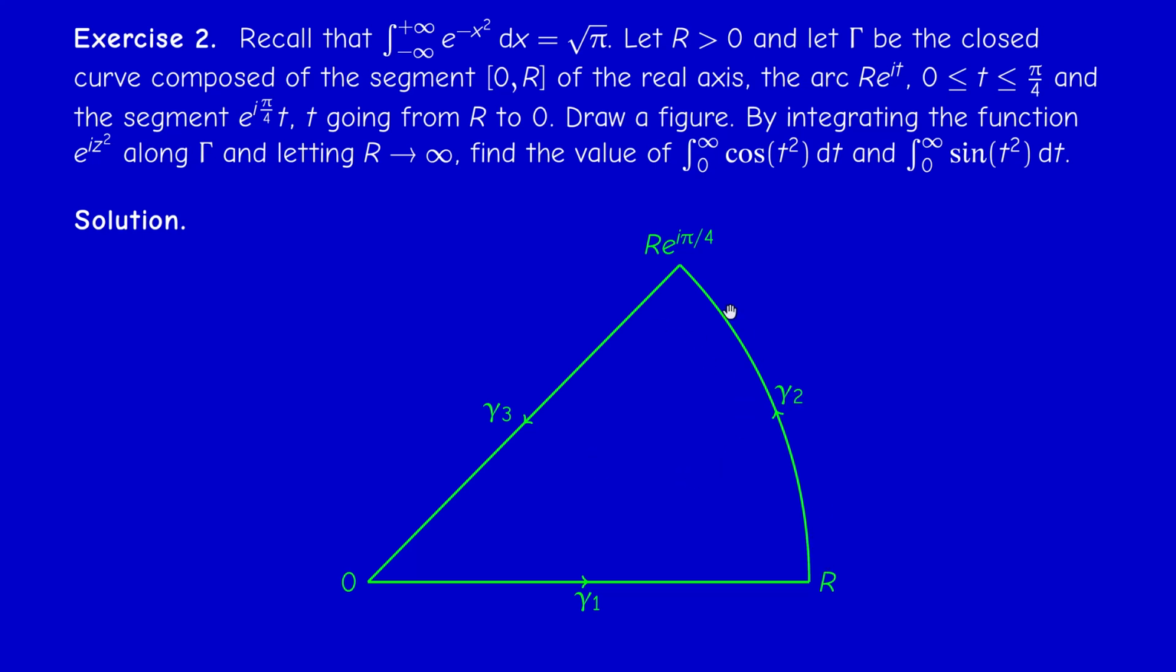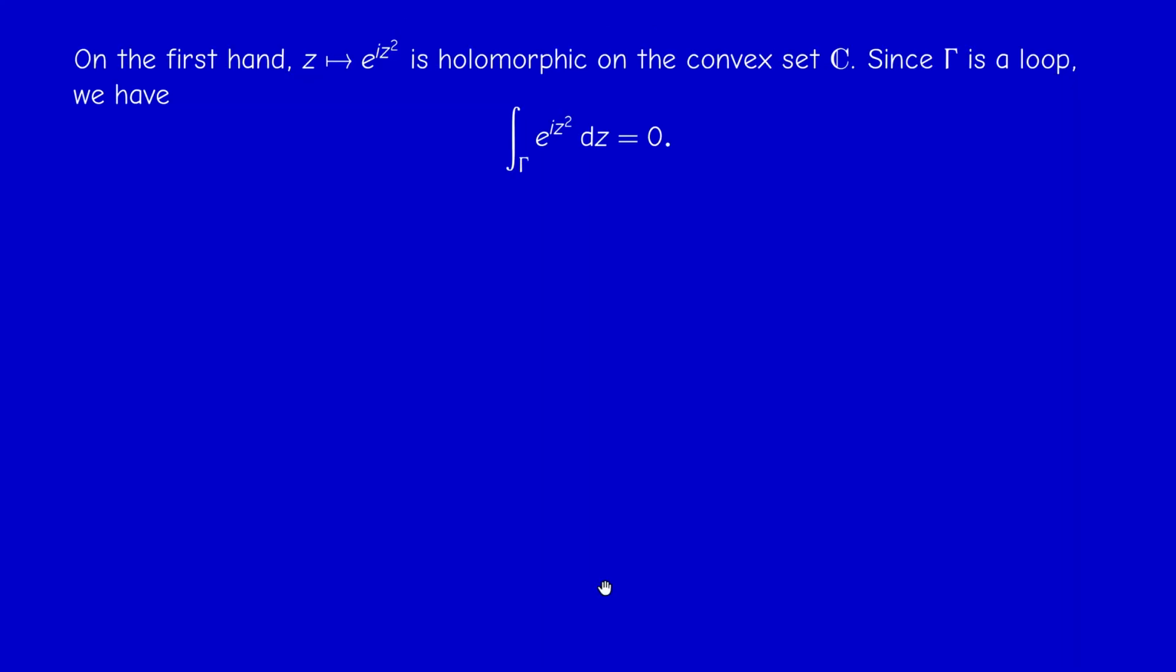For example, in gamma 2, we cannot compute exactly, but we have an estimate of what happens to this integral when r tends to infinity. Okay, so this one is computable. The integral over gamma 1 is computable. Well, it depends what you mean by computable, but we'll see actually. So let us begin with the first method of computing the integral.